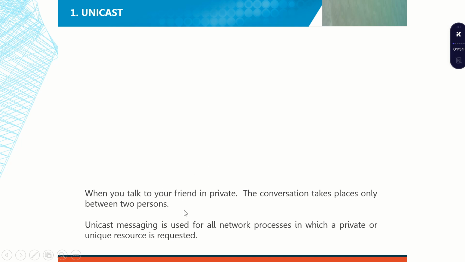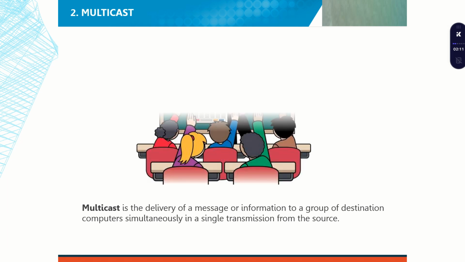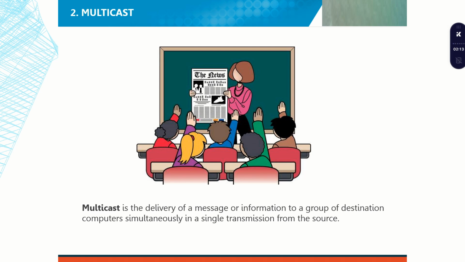Let's look at this unicast. When you talk to a friend in private, that's a real life example. But in terms of devices, if just two devices are talking with each other, that's unicast. What about multicast? Well, multicast is when there is a single source of transmission going to multiple devices. So you can think of a person doing a meeting and he's the one speaking, only he's the one speaking and everybody else is listening. That's an example of multicast, just like in the classroom.